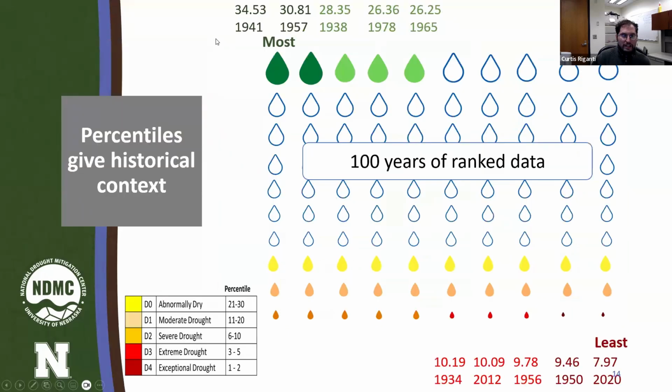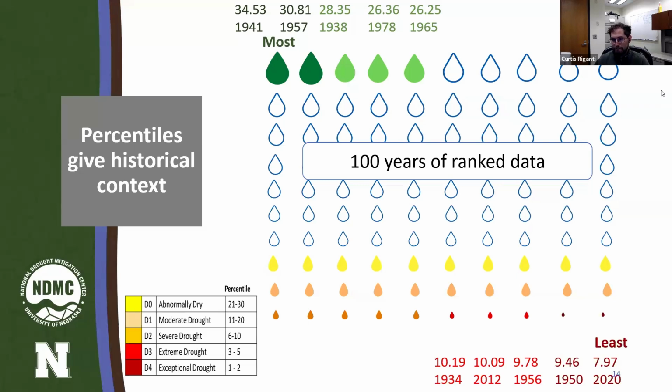So to give an example of what this looks like based on some of the type of input data we use, again, we're looking really for historical context when we're looking at percentiles. I don't know which specific weather station these data are taken from, but let's say that we have a station that has 100 years of ranked data. For the sake of discussion, let's say that we based a drought monitor category only on yearly precipitation. That's obviously not the case.